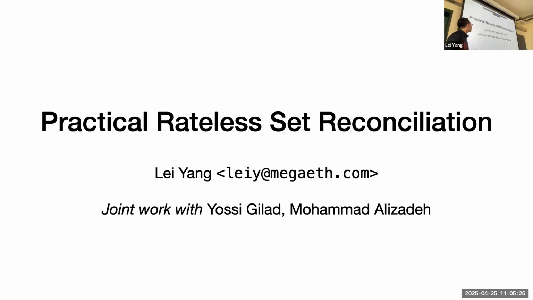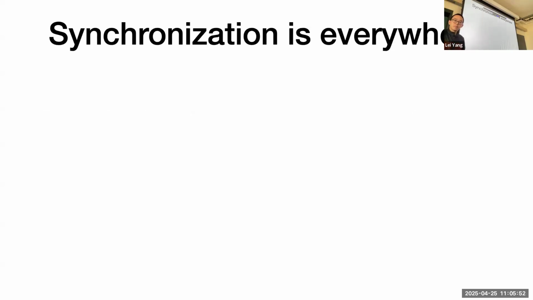So today's talk is about a kind of interesting primitive that I want to tell more people about. I think I found it very useful in many distributed and decentralized systems, and this primitive is called set reconciliation. This primitive solves a basic problem in distributed systems, which is synchronization.